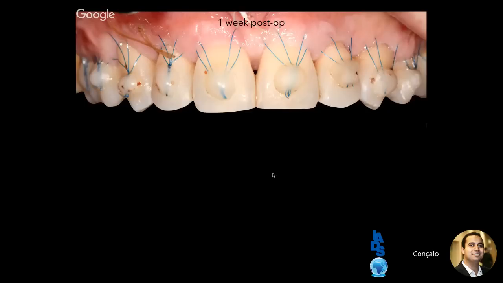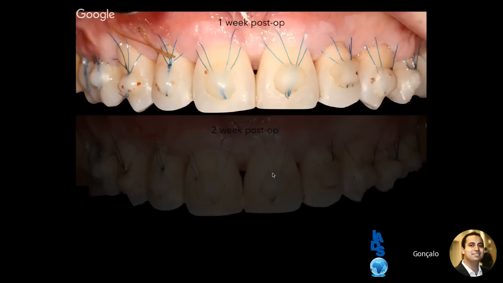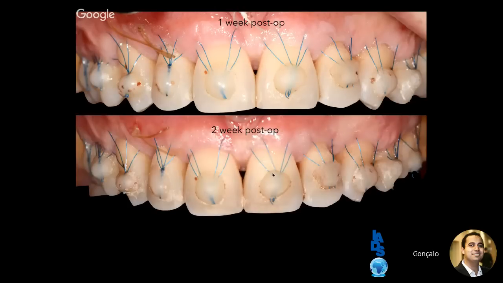So you see, after 1 week, you can see that there's no sign of necrosis. The healing is favorable. After 2 weeks, you see that the sutures are still in tension, no signs of infection. Of course, one of the limitations is that the patient has to brush gently. In this case, the patient was not doing a good job.